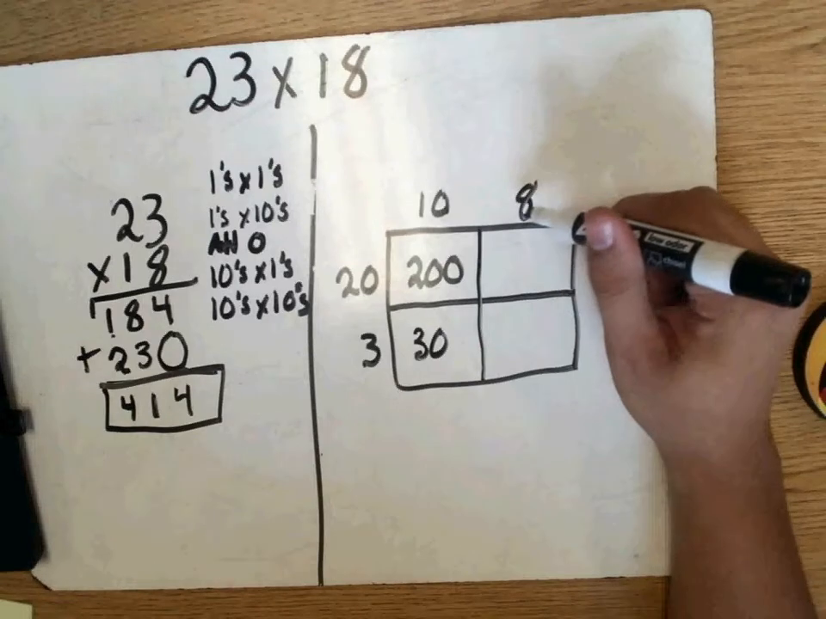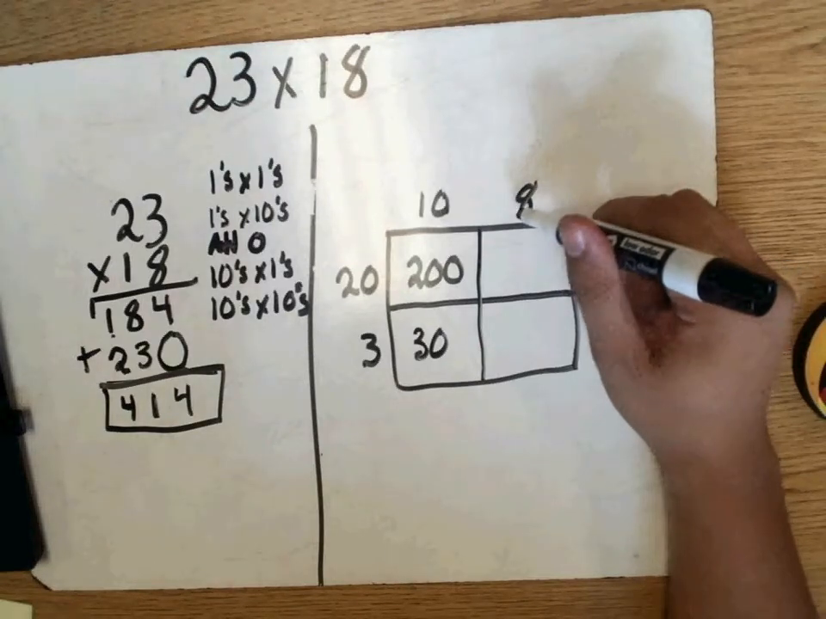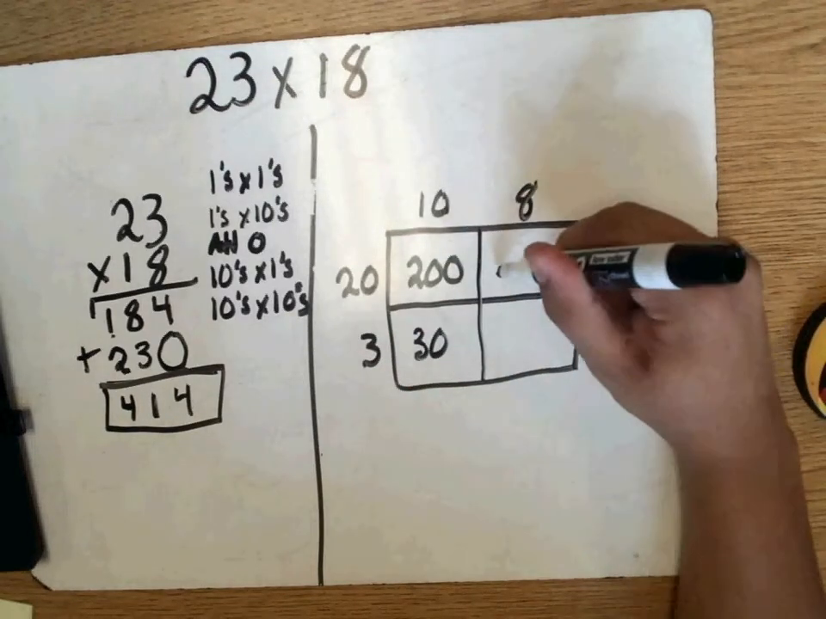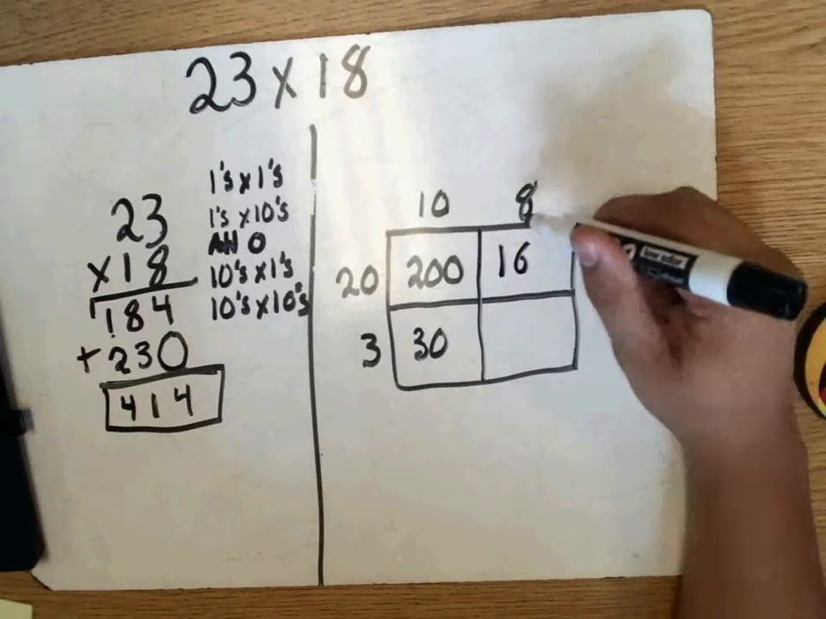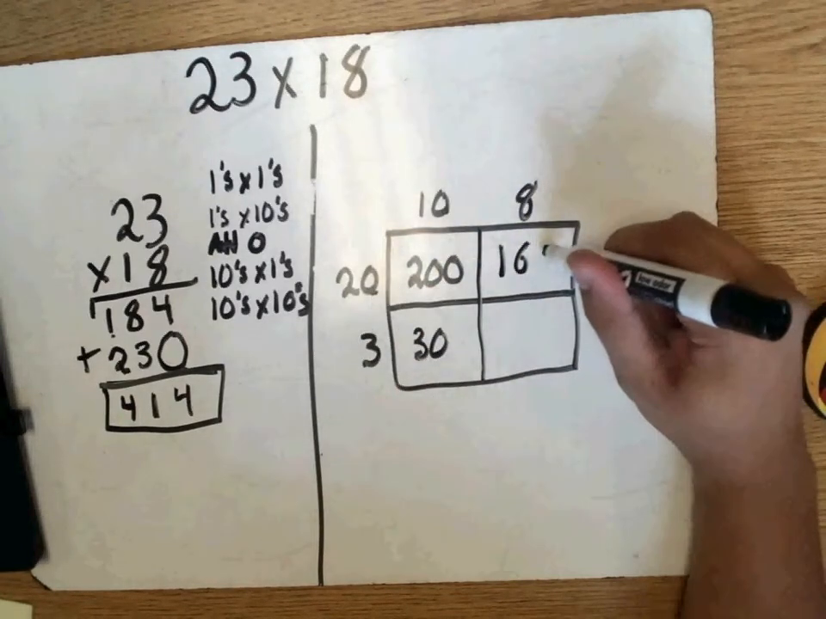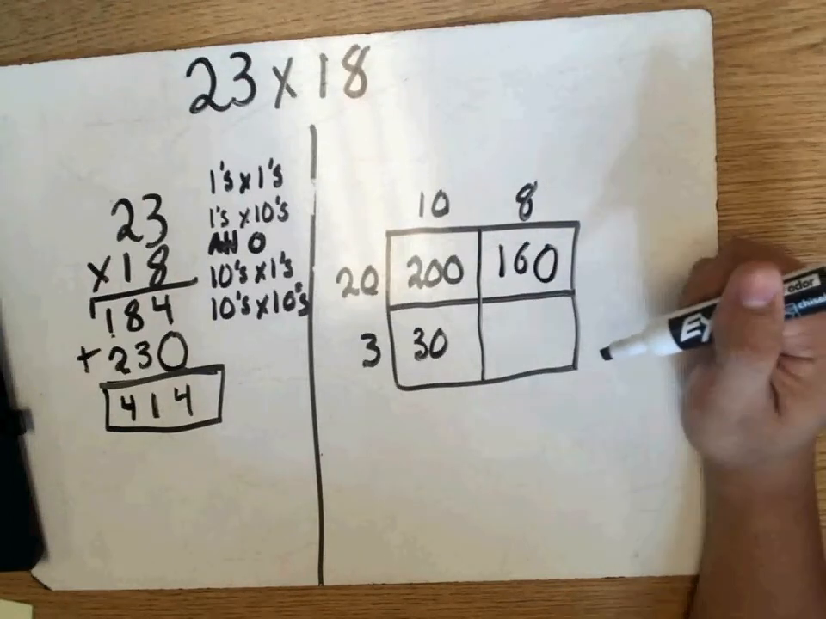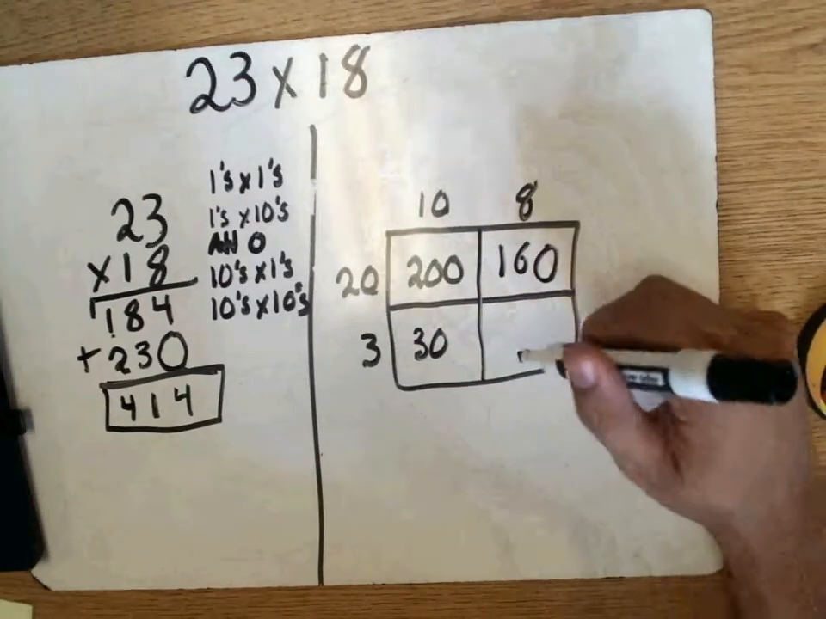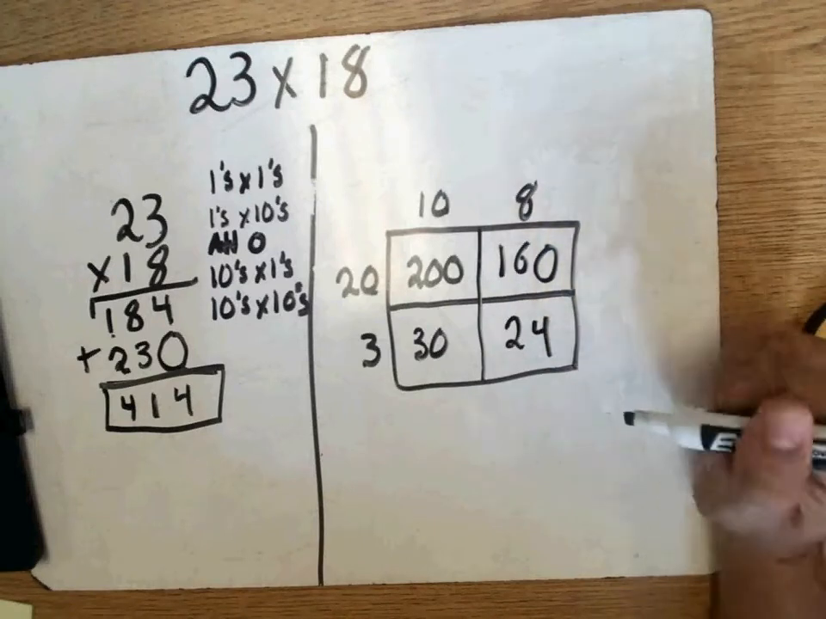Now here's where the powers of 10 really help us out. Students might not know that 8 times 20 off the top of their head, but they do know that 8 times 2 is 16, and then that 0 from the 20, that's going to transfer to my product as well, so that's going to be 160, right? And then 8 times 3 is 24.